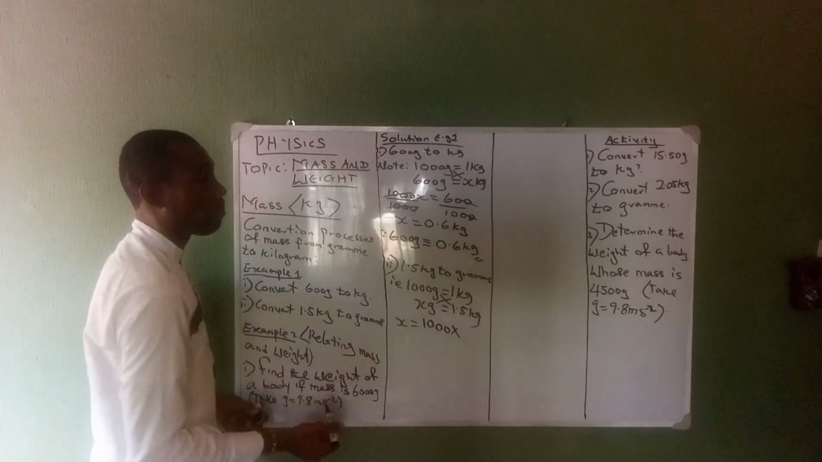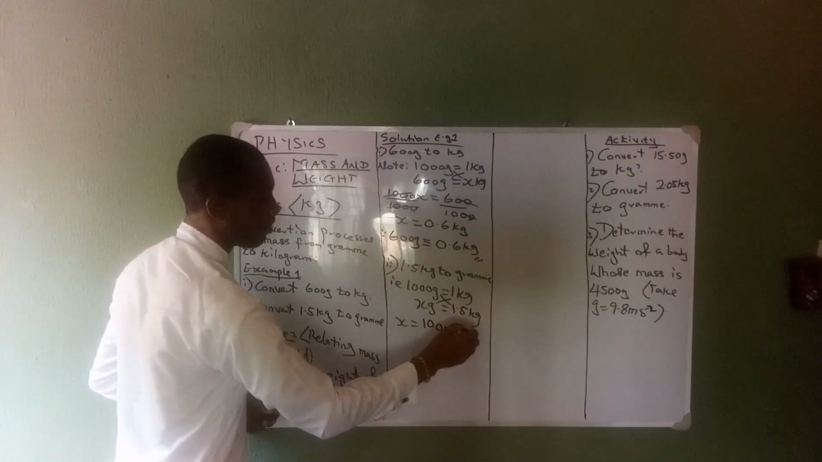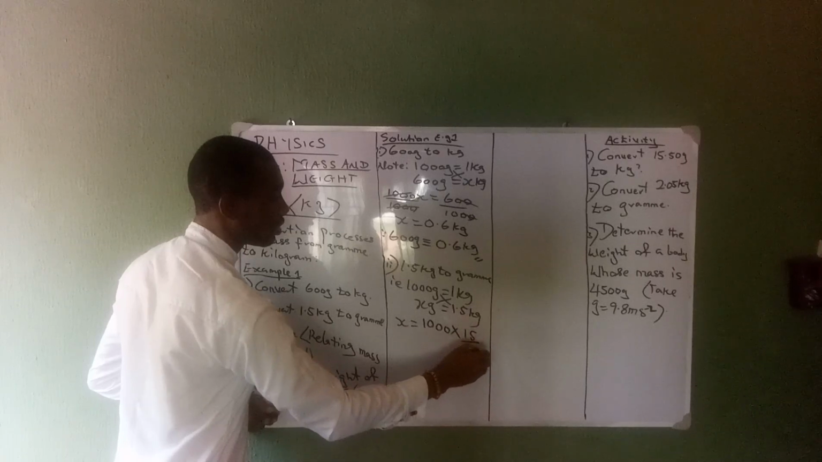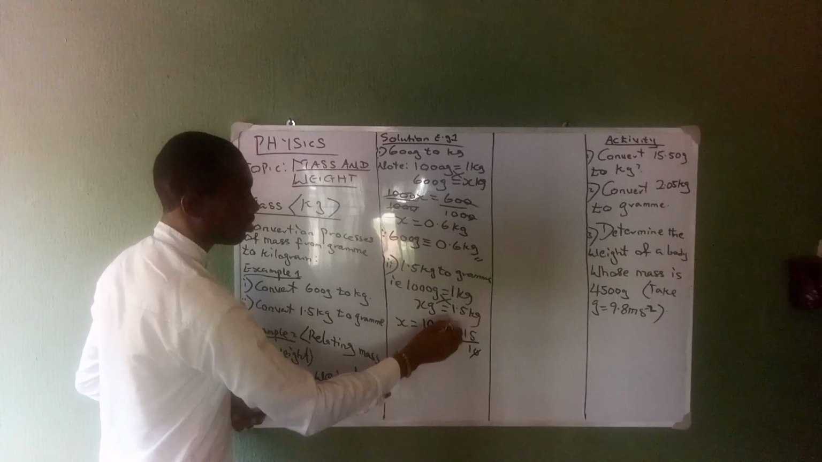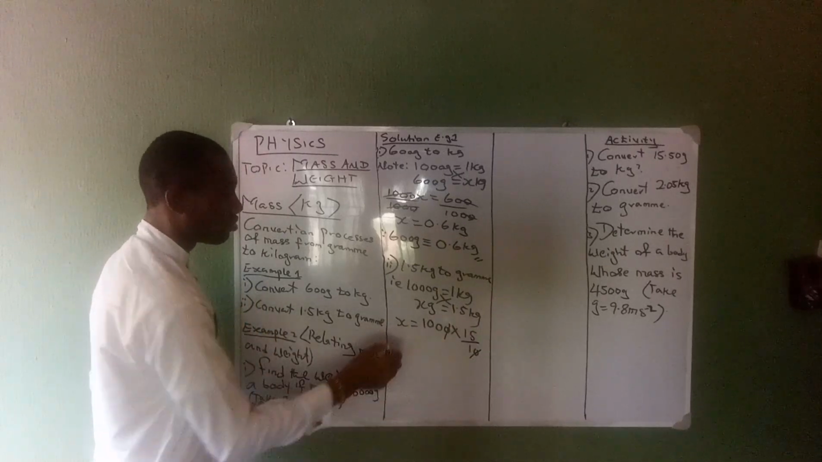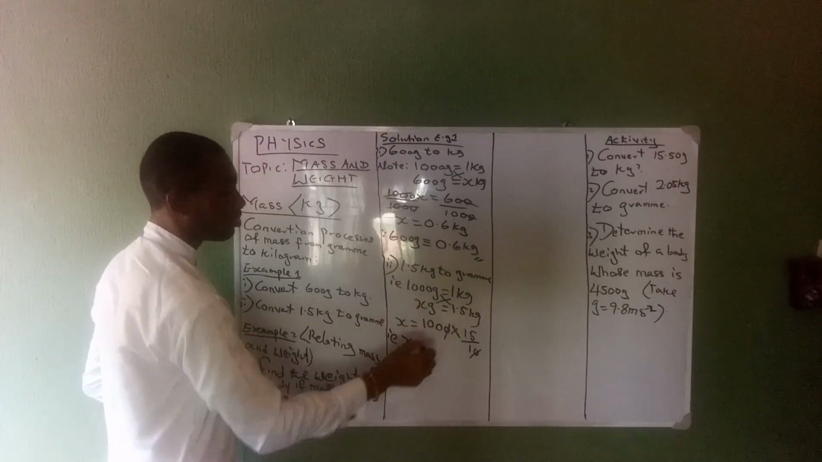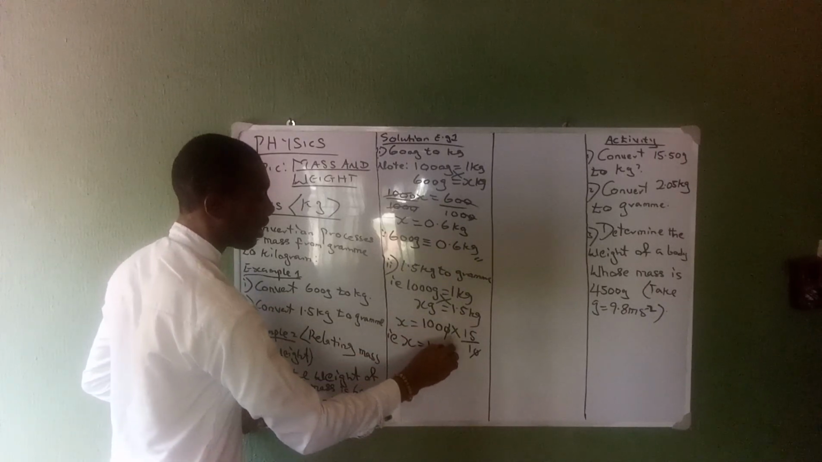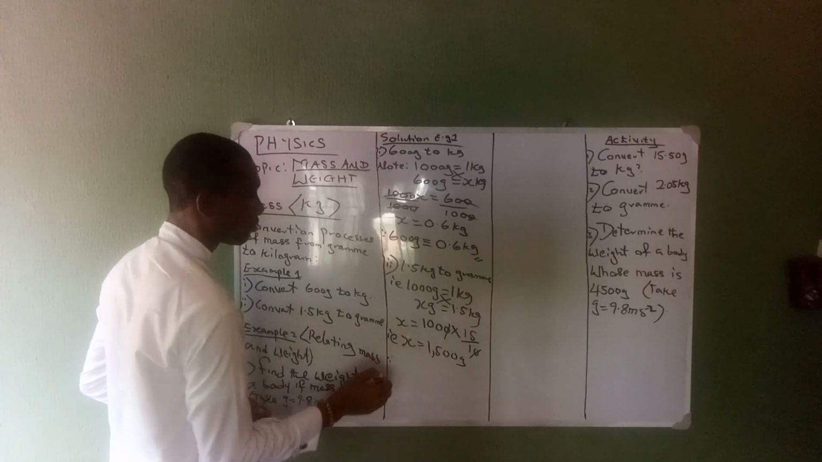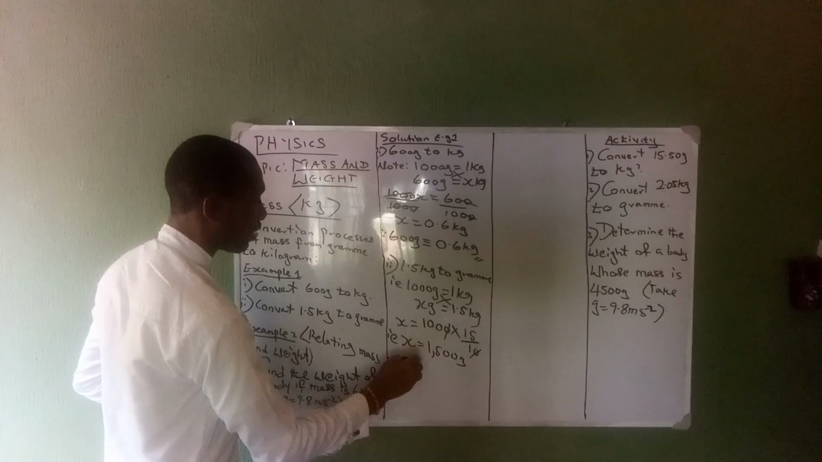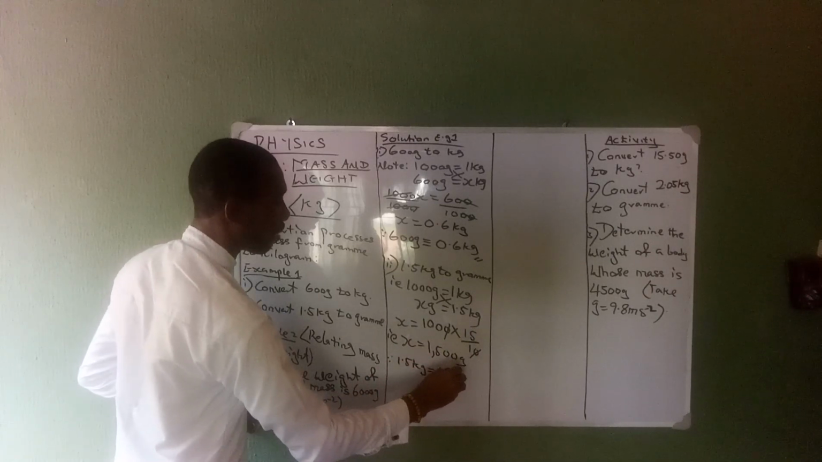Now instead of using 1.5, we change this decimal to a fraction, which is 15 over 10. So the zero here cancels the zero in 1000, remaining 100 and 15. We see that x is now equal to 100 times 15, which gives us 1500 gram. So we see that 1.5 kg is equivalent to 1500 gram.